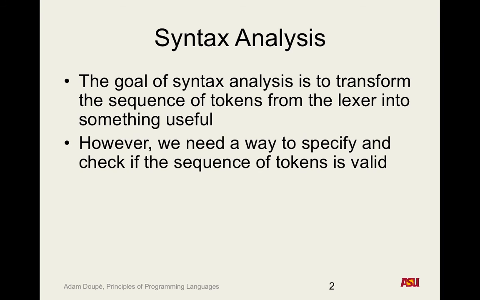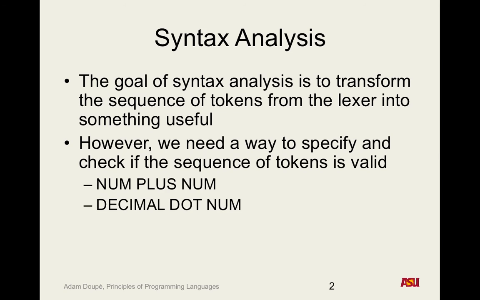So yeah, this is an example. We need a way to specify and check if a sequence of tokens is valid. What we've looked at so far is just how to generate those sequences of tokens, how to say if our tokens were valid or not. But we need some way to say, do those tokens make sense? For that simple example, num plus num, that makes sense, a number plus another number. We can interpret that and do something useful.